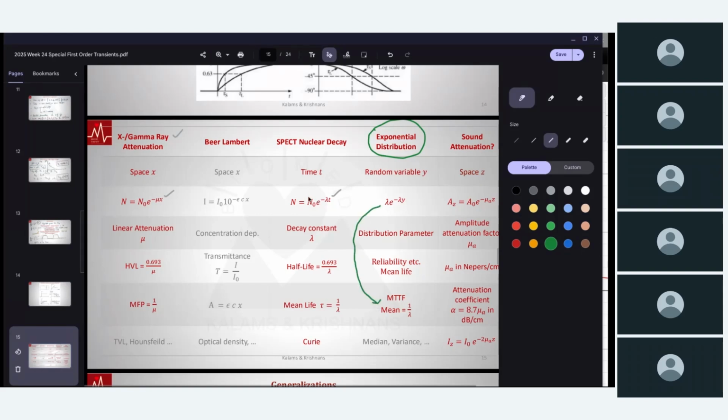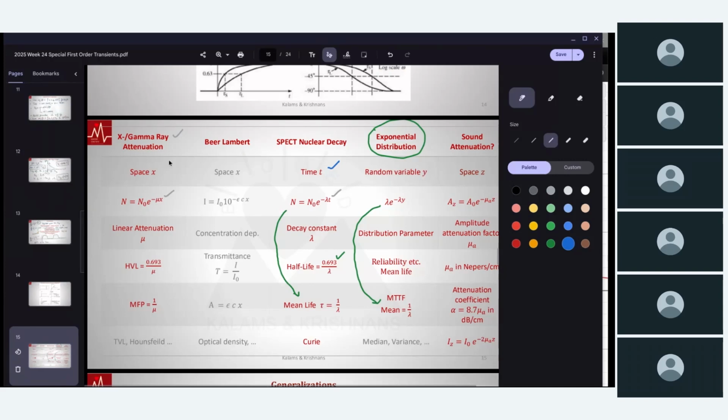So what is a mean life? Half-life is one thing, we derived this. What is the mean life of a nucleus? You know the answer: the mean life will be 1 over lambda. That is in time. Y can be space or a probability variable, it can be anything, a random variable, space, time, need not be space or time.